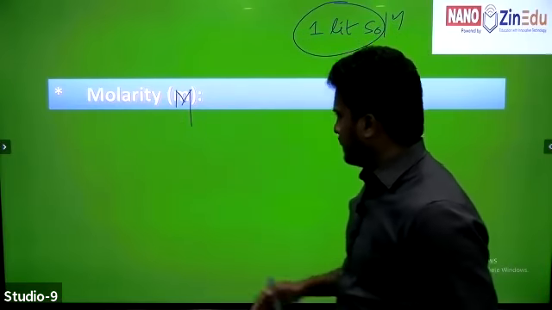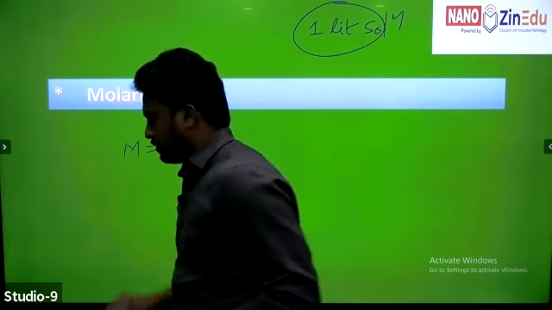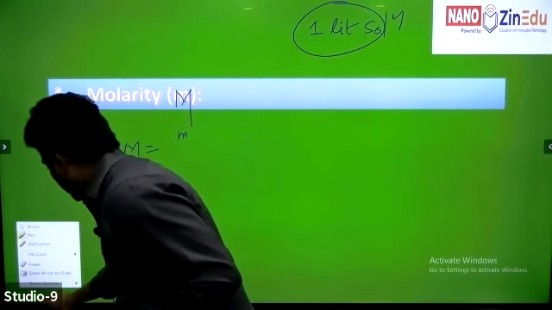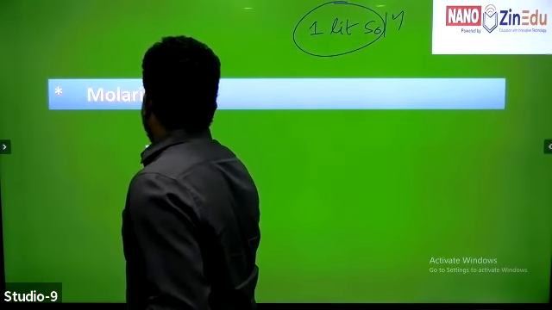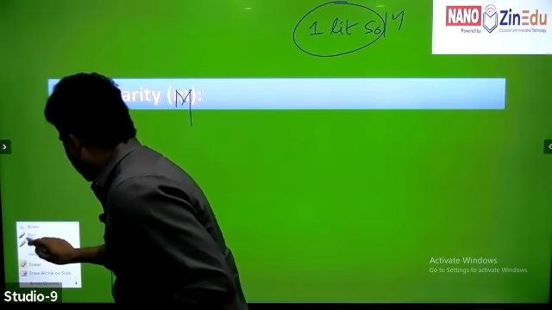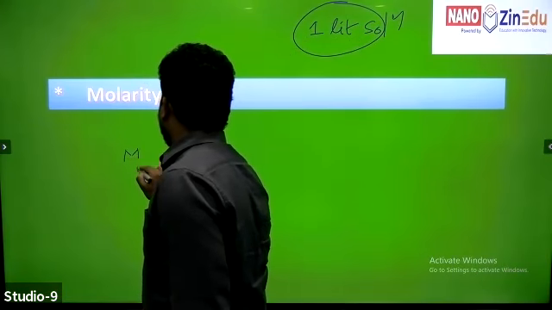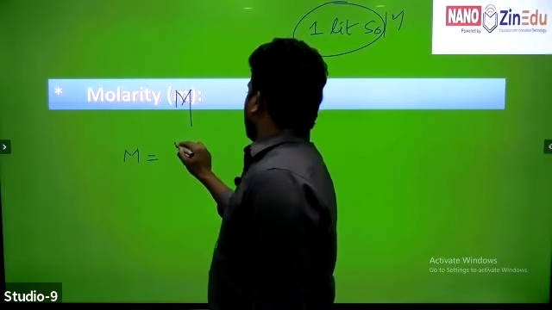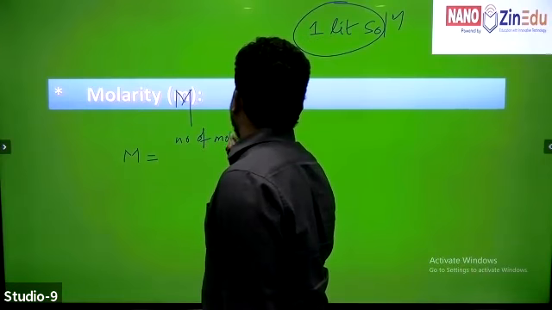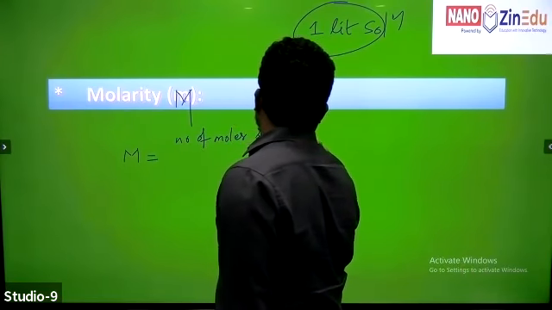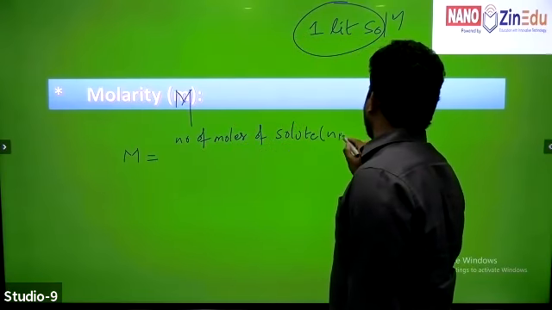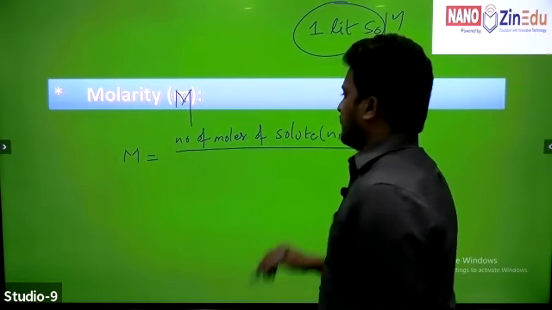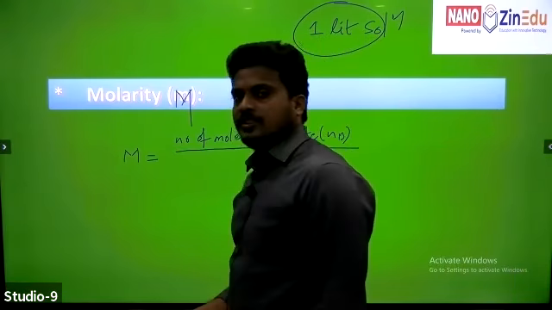That is how we can define it: molarity is equal to number of moles of solute, that is Nb, number of moles of solute present in the volume of the solution in liters.